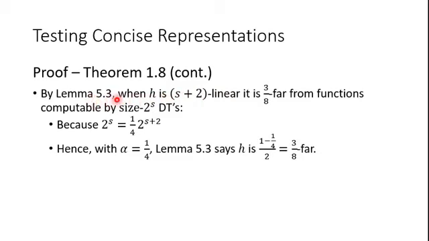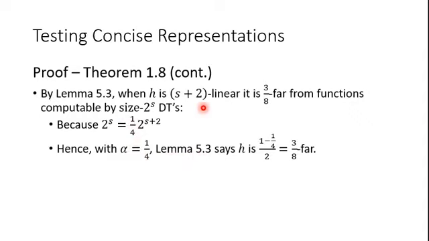So by lemma 5.3, when H is S plus 2 linear, we will now see that it is 3/8 far from functions computable by size 2 to the S decision trees. Why is that? Because we can see 2 to the S can be written as 1/4 times 2 to the S plus 2. And so we can say that alpha equals 1/4.